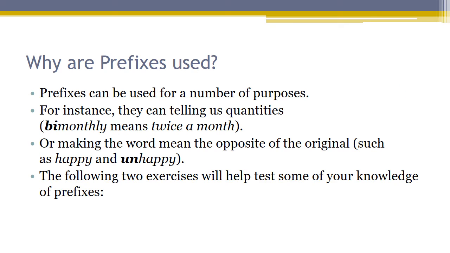So why do we use them? Prefixes can be used for a number of purposes. For instance, they can tell us quantities, like the prefix bi, which means twice. Bi-monthly means twice a month. Or they could make the word mean the opposite of the original, such as the word happy and its antonym unhappy, which was made just by adding the prefix un. And the following two exercises will help test some of your knowledge on prefixes.